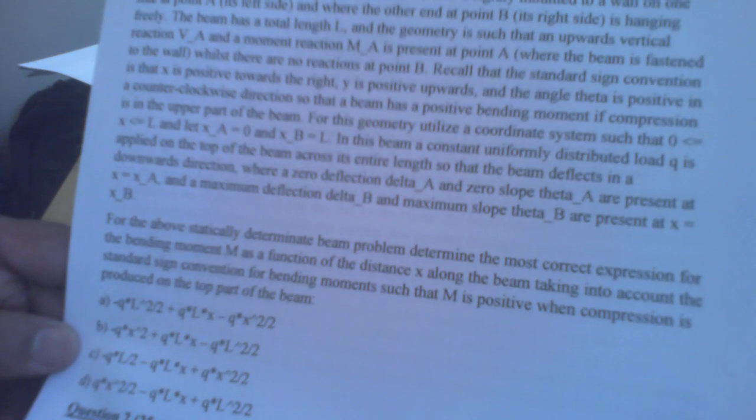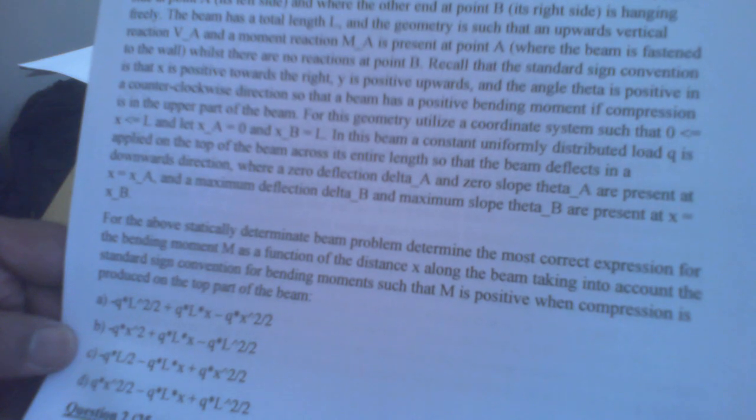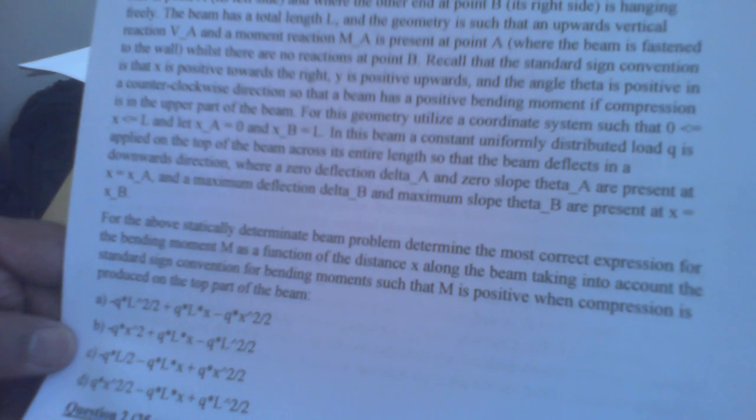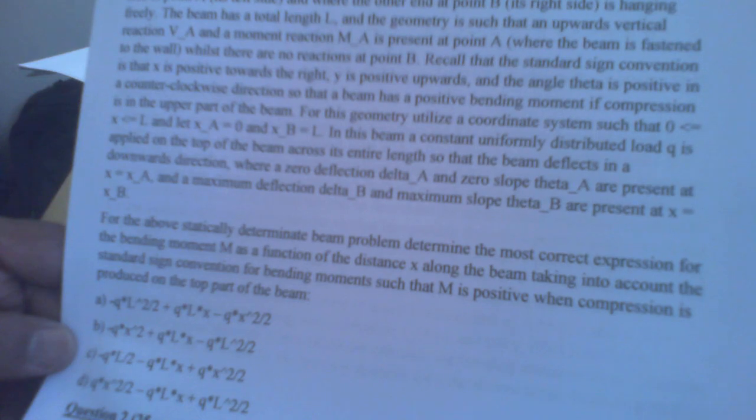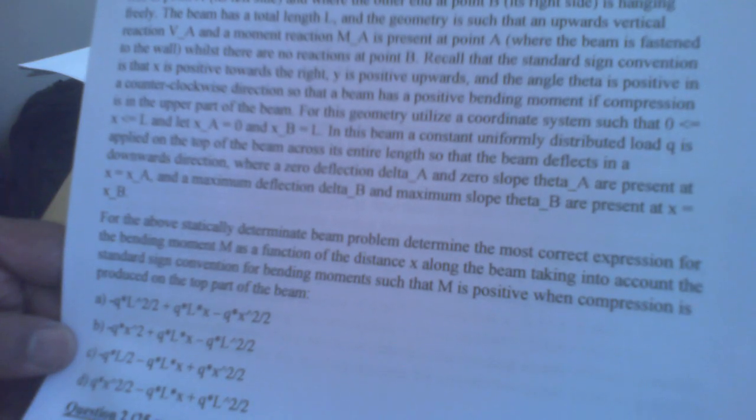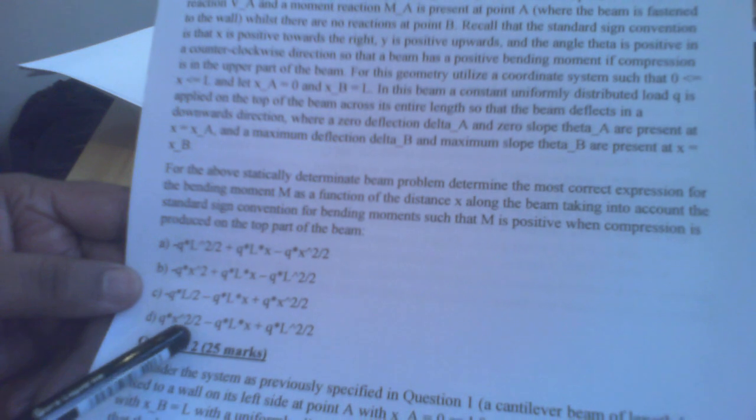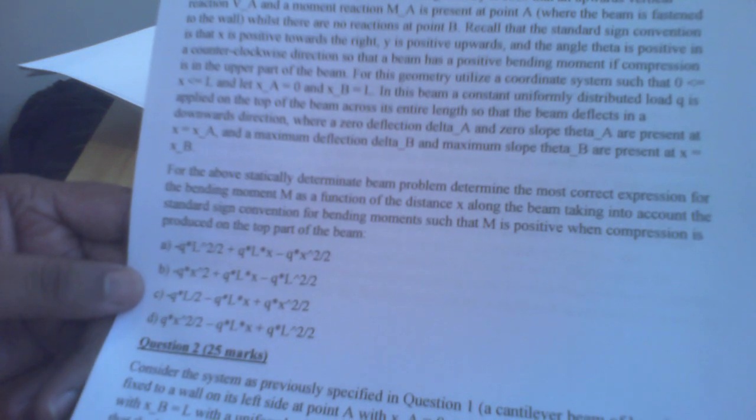For the above statically determinate beam problem, determine the most correct expression for the bending moment M as a function of the distance x along the beam, taking into account the standard sign convention for bending moments such that M is positive when compression is produced on the top part of the beam. You effectively have to decide which of these formulae are correct for the bending moment expression. Right. Okay, let's do some calculations for question 1.